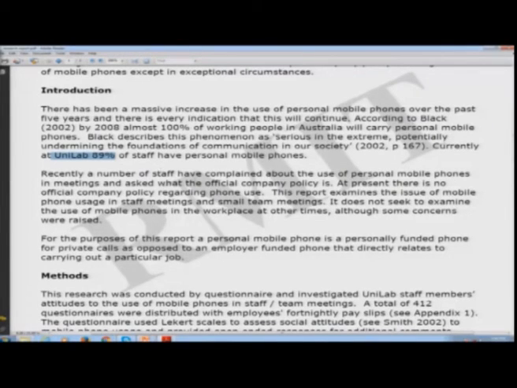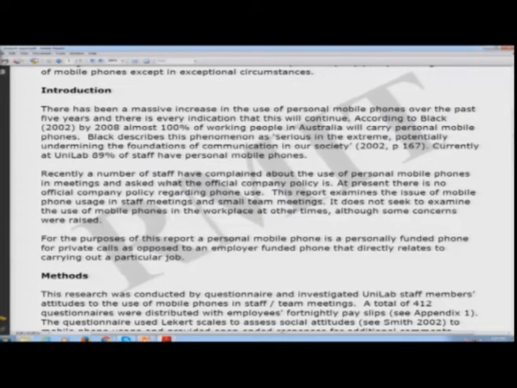Recently, a number of staff have complained about the use of personal mobile phones in meetings and asked what the official company policy is. At present, there is no official company policy regarding phone use. This report examines the issue of mobile phone usage in staff meetings and small team meetings. It does not seek to examine the use of mobile phones in the workplace at other times, although some concerns were raised. So, this clearly comes to the problem there, which has been explored.